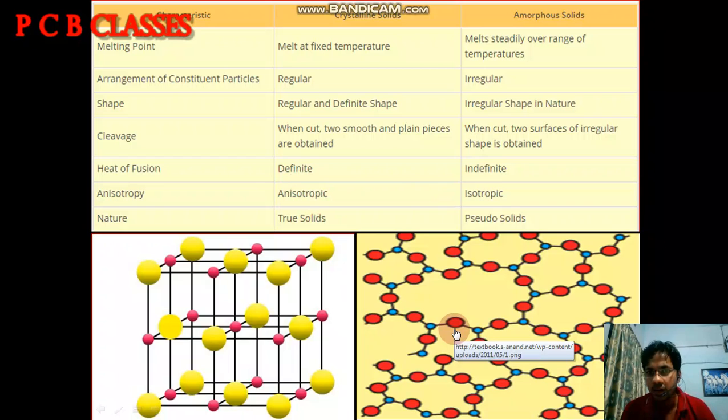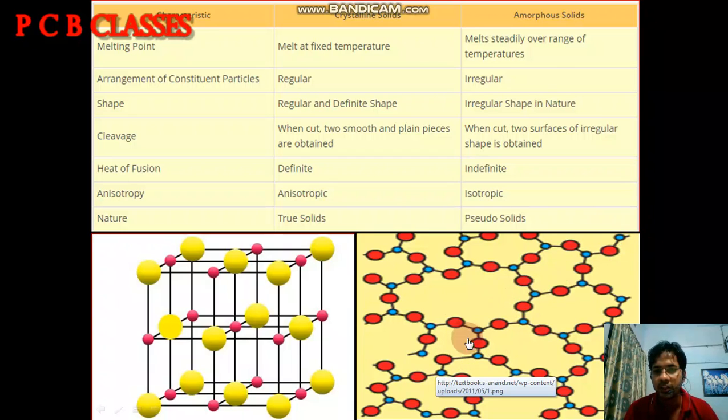But in case of amorphous solid, if you are viewing some character from this side, you will get the same number of atoms. If you view from this side, you again get the same number of atoms. Same number of atoms means at each angle you will get the same value of a character. So amorphous solid provides the same value, that is why it is termed isotropic, while crystalline solid will provide different values, that is why anisotropic.